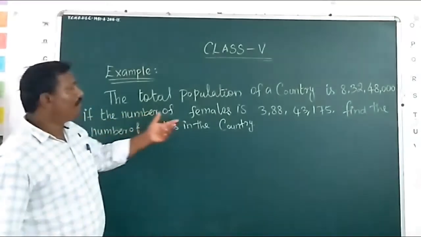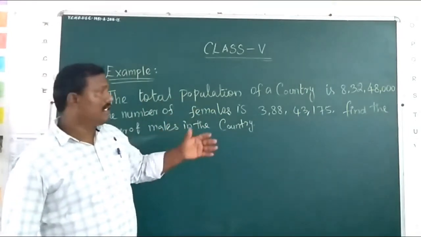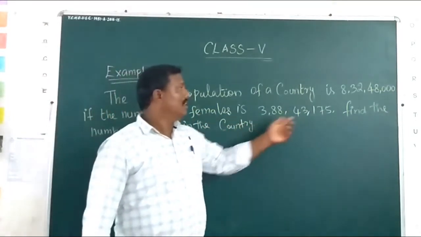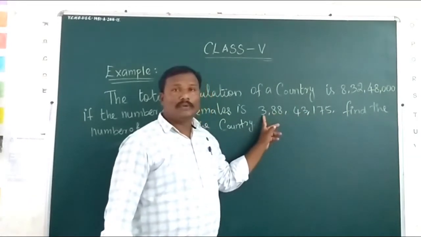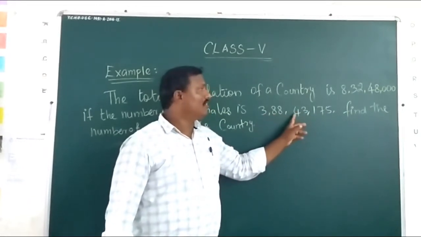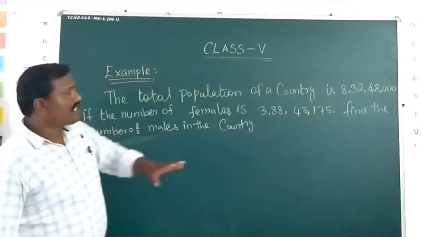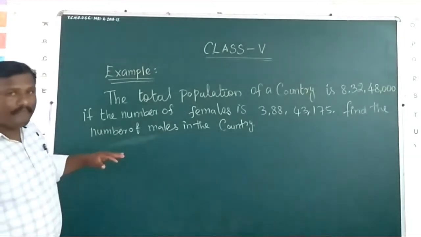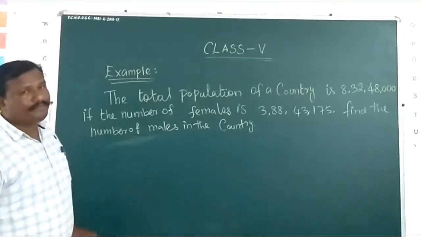If the number of females in that country, they have males and females, the women's count is 3 crore, 8 lakhs, 43,175. That is the female count. Then what is the male count? So now I want to find out the male count.